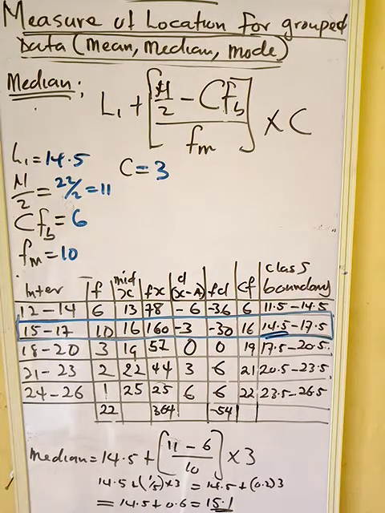Our median is 15.1. So that is how to solve for median in grouped data. The next one will now be mode: how to calculate the mode.